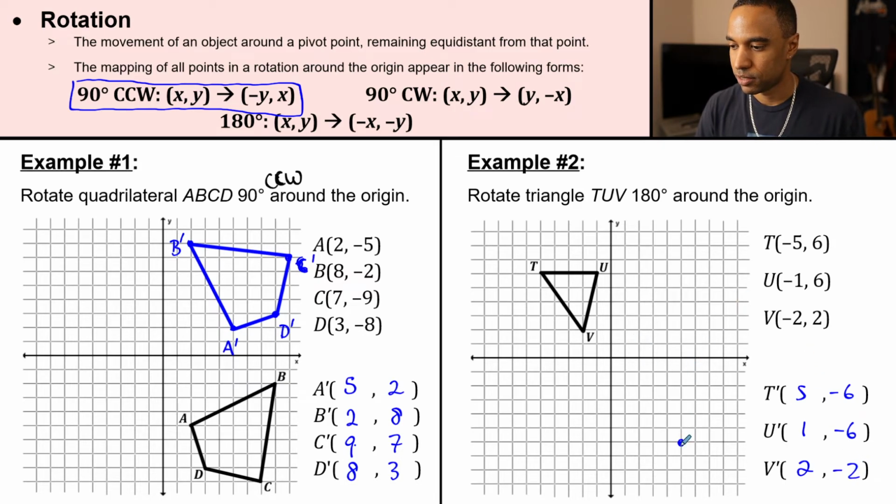5, negative 6. That's T prime. Let's see if it was over there. It's upside down now. It's right there. 1, negative 6 right here for U prime. And then V prime 2, negative 2. So again, hopefully it's making a little bit of sense. I'm going to totally acknowledge that those who didn't understand rotation in the first video probably like this one more and go, yeah, why didn't you give me rules earlier? I really want you to understand the rules, right? You won't always have access to them.